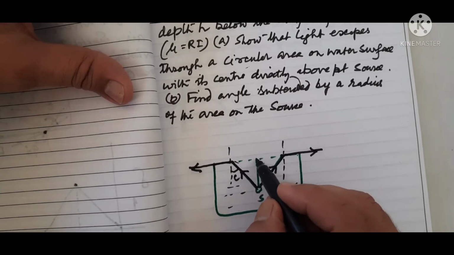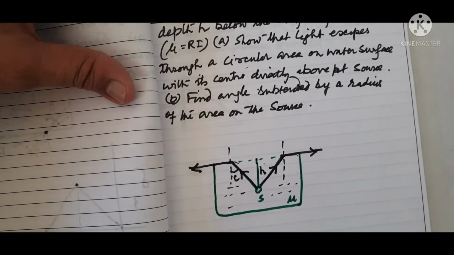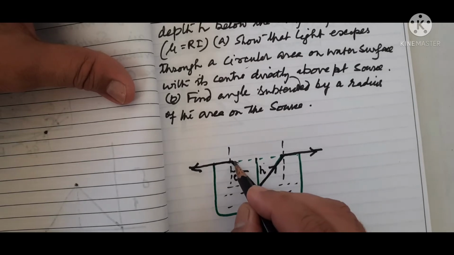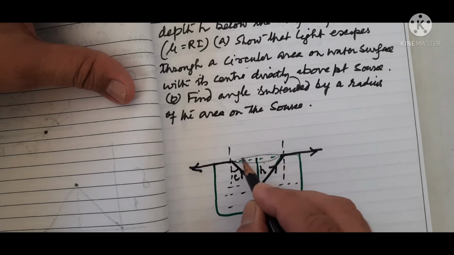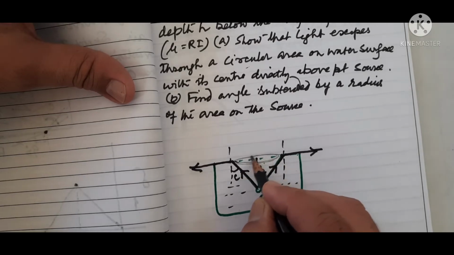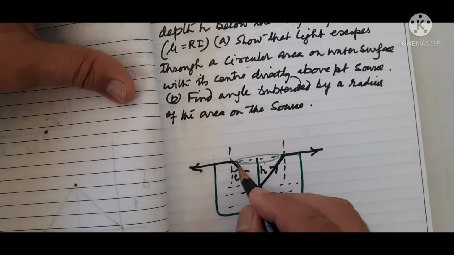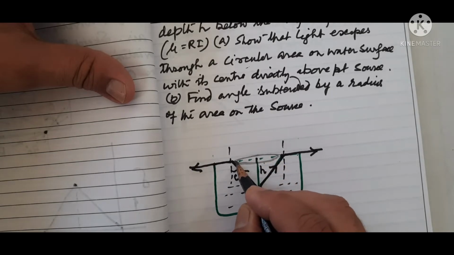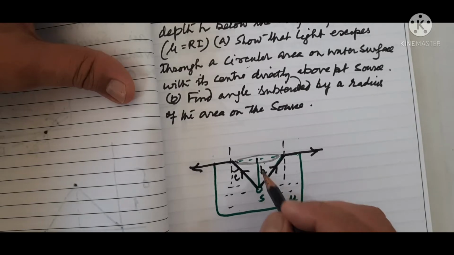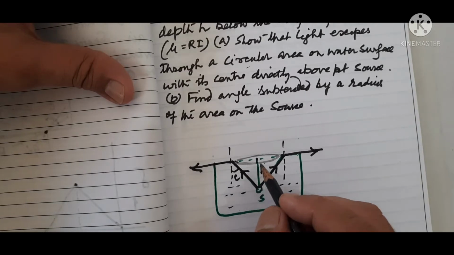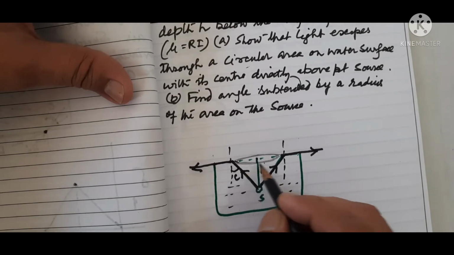circular area. From here to here is the circular area. We can see up to here only. Here we will not see anything if we are looking from above, here also we will not see anything, only this patch will be visible. We have to find this angle, and we have to show that we can see light up to here only.